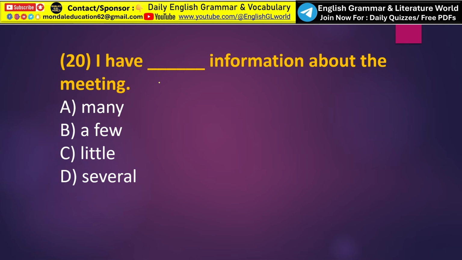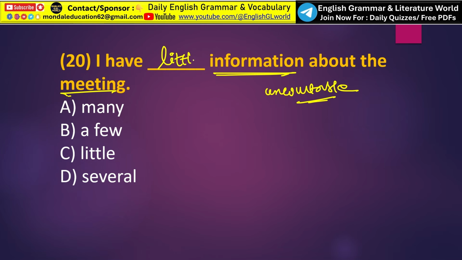Next, I have dash information about the meeting. Here look at the noun, that is information. Information is an uncountable noun, and before an uncountable noun we have to use the determiner little. So I have little information about the meeting. So option C, little, is the correct answer.